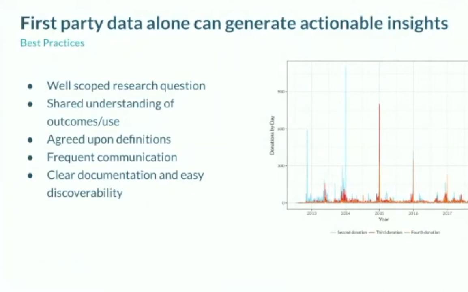And then ultimately what comes out of this kind of quick analysis is that you want to have some documentation across teams so that it's very clear what your process was, how it could be repeated for another research question. And that allows you to have really valuable insights from your first party data.